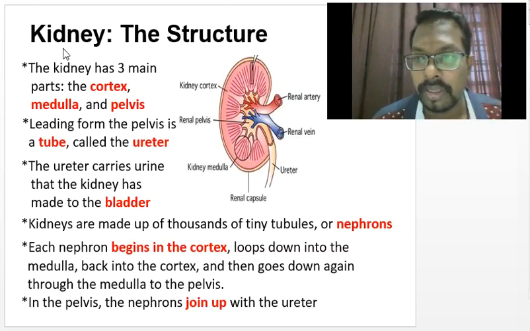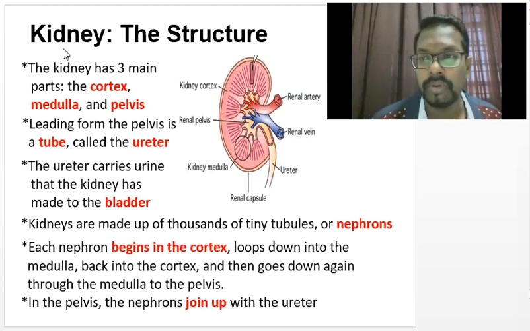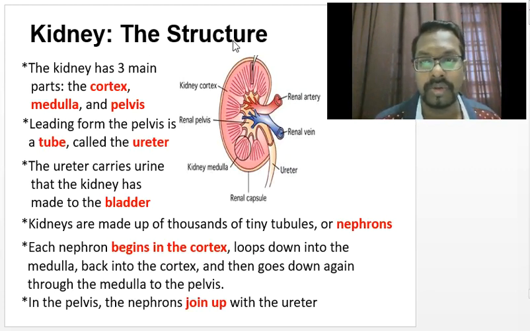Hi guys, here we go with the second video for excretion. Here we're going to focus on the kidney. Let's start with the structure of the kidney.